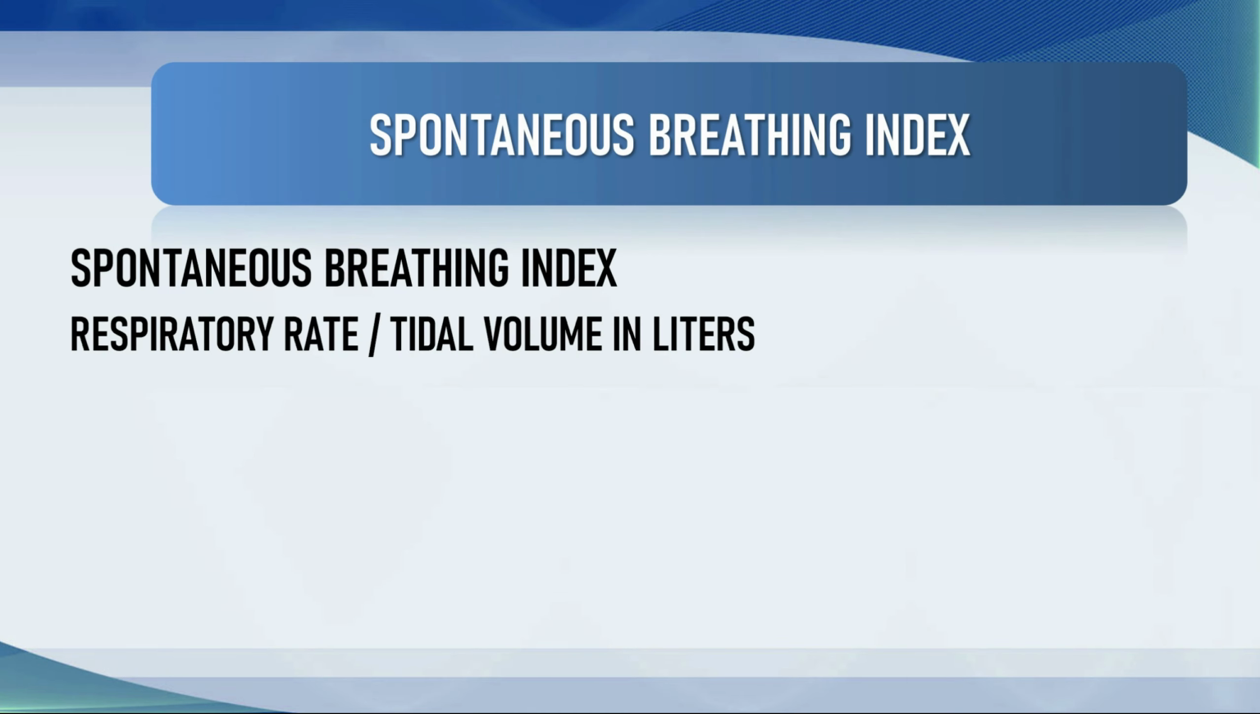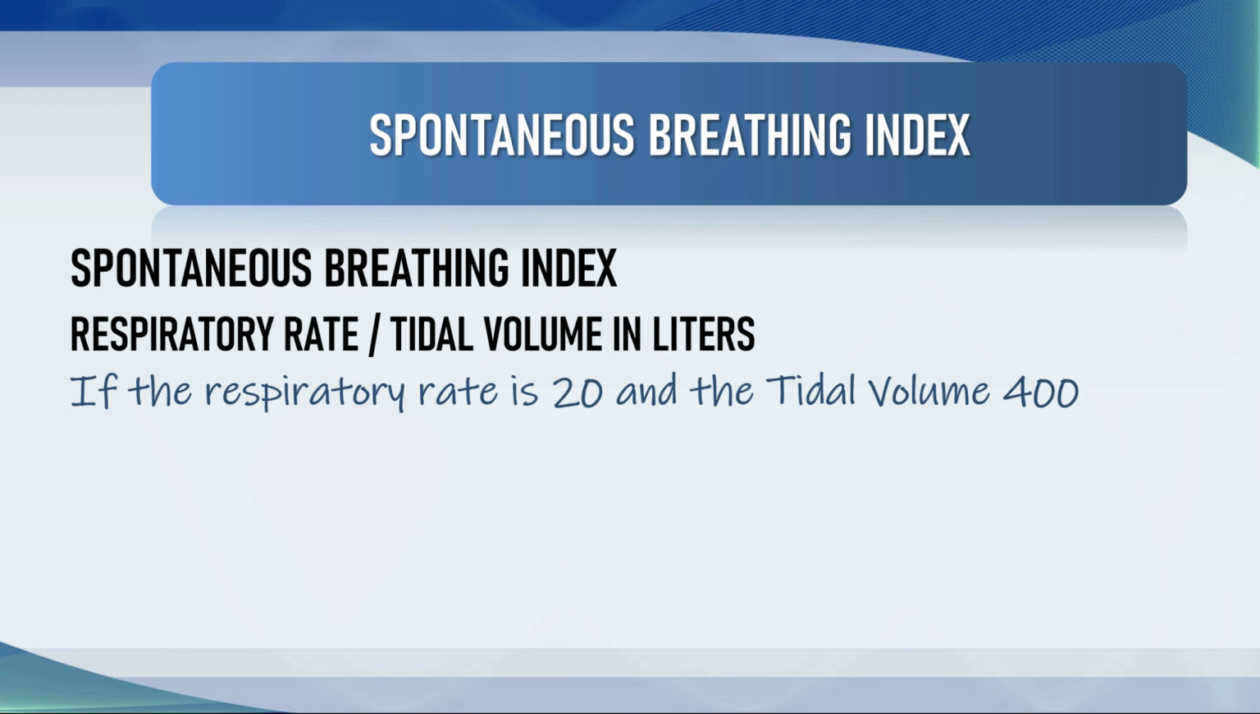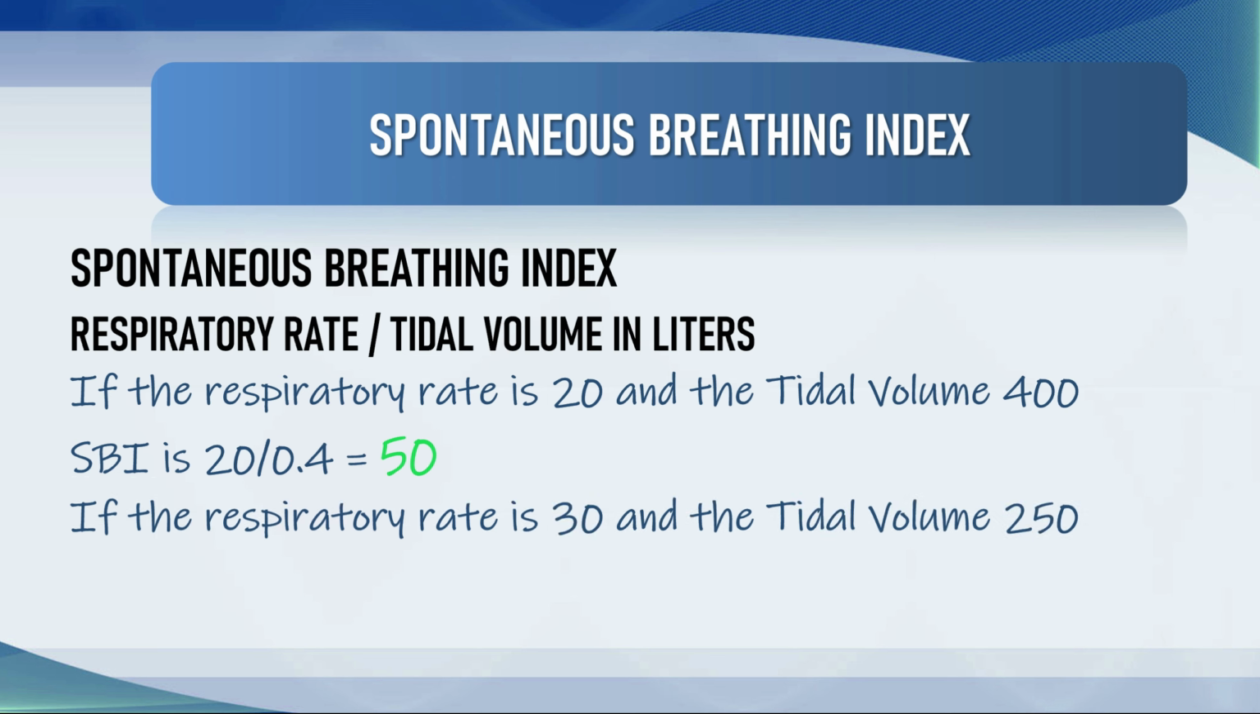I'll give you an example of this. If the patient has a respiratory rate of 20 and a tidal volume of 400, the spontaneous breathing index is 20 divided by 0.4, and the result is 50. This is very good. The patient's taking generous tidal volumes with a relatively slow respiratory rate. Conversely, if the patient's rate is 30 and the tidal volume is 250, this is rapid shallow breathing. The spontaneous breathing index is 30 divided by 0.25, or 120.